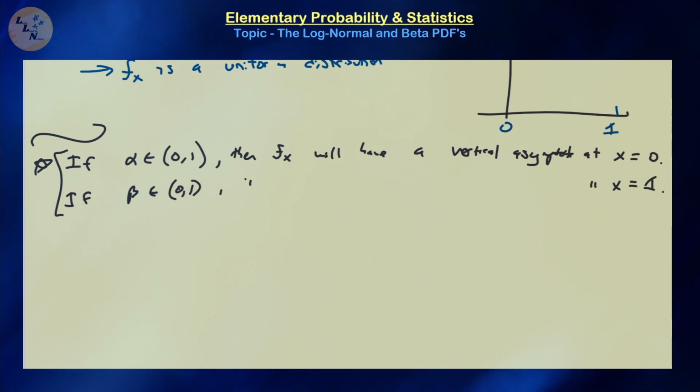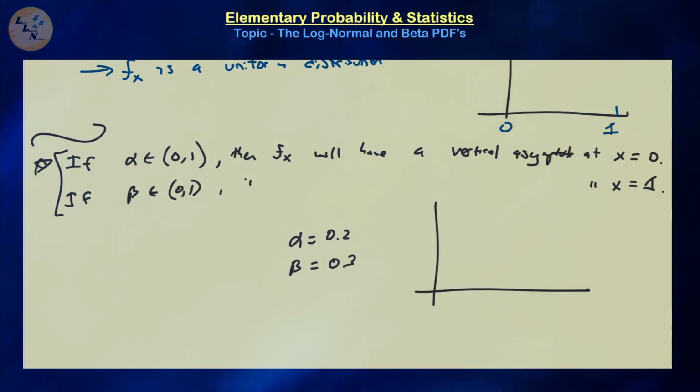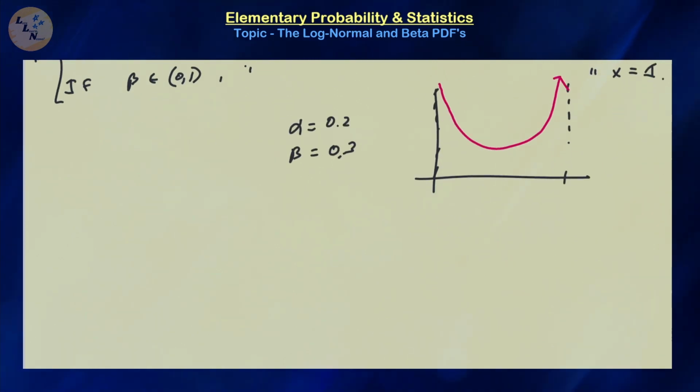So if you look at the distribution, for example, alpha equal to 0.2 and beta equal to, say, 0.3, then you're going to have a distribution with vertical asymptotes there and there, and it's going to look sort of like that. Right? A little bit of skewness there, but I'm not focusing on the skewness at this particular time. So vertical asymptotes there, so it looks like a parabola, but a parabola with vertical asymptotes.